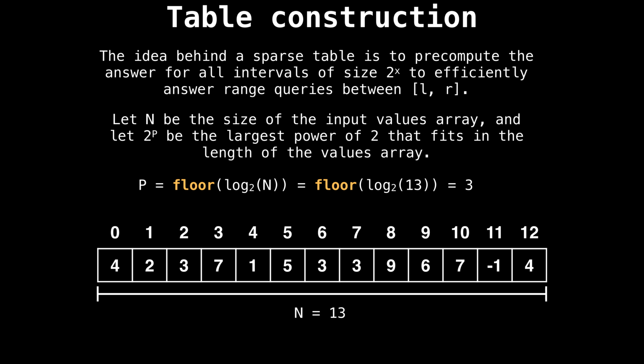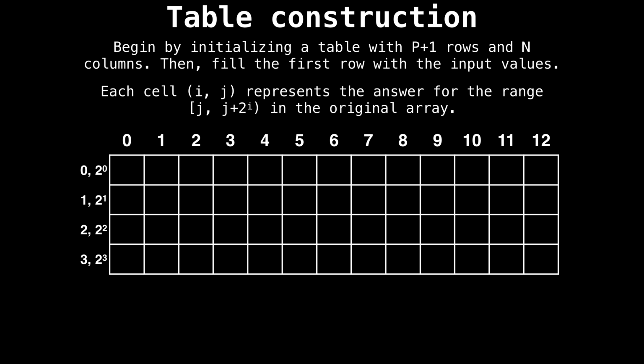To get started, we're going to need to know two variables, n, the size of the input array, and 2 to the p, the largest power of 2 that fits in n. We can actually calculate p as the floor of the base 2 logarithm, which actually turns out to be more important than 2 to the power of p itself. After that, we can initialize a table with p plus 1 rows and n columns. Next up, we can fill the first row with the input values. The input values simply consist of the values in the original array we want to do range queries on.